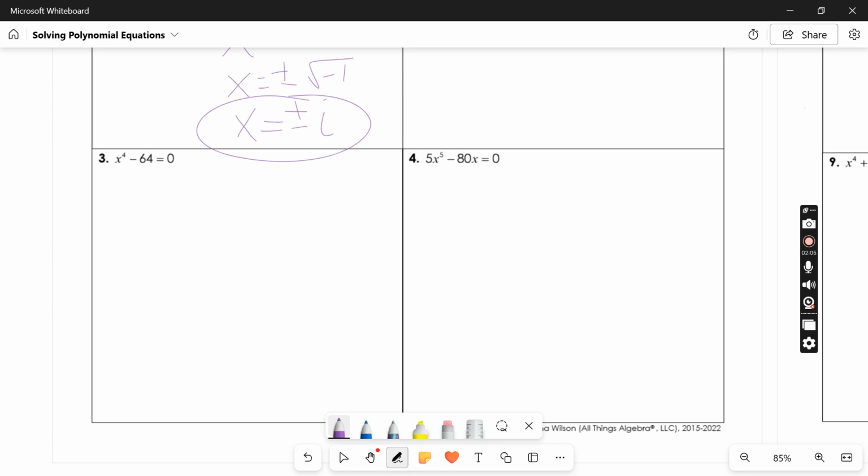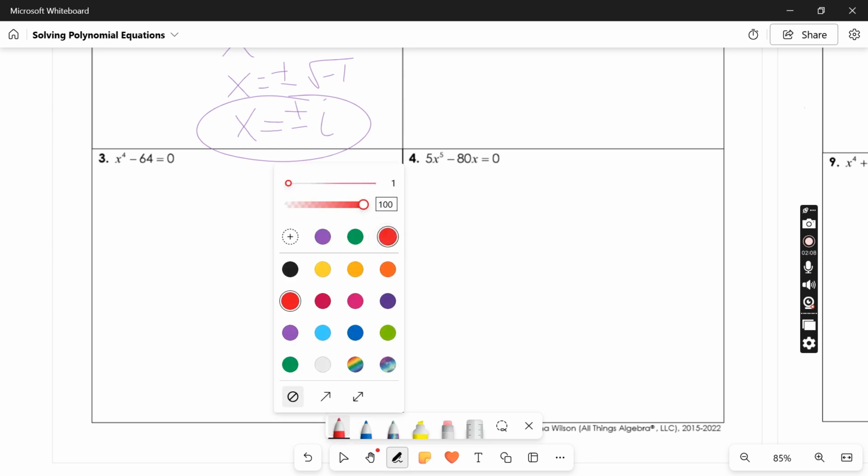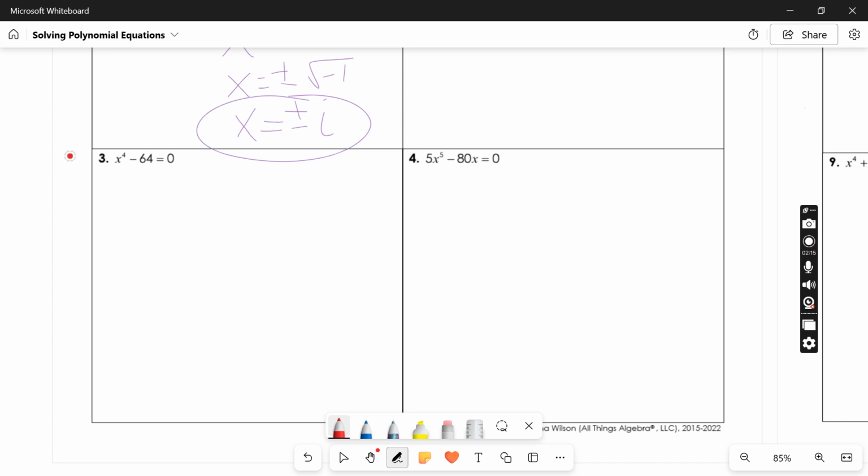Moving on to our next one. Our next one says x to the 4th minus 64 equals 0. It's already set equal to 0, so we're good to go there. This one is difference of squares, so it is subtraction, and both of these are perfect squares. So since they're both perfect squares, I'm going to square root each one. So I'm going to have x squared plus 8 and x squared minus 8 equals 0.